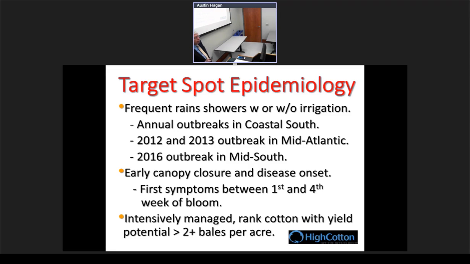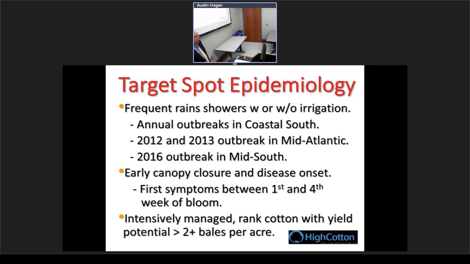For those of us who work in the field, though, as far as weather patterns are concerned, it's frequent rain or showers with or without irrigation. So in situations where we get a lot of rainfall at certain times of the year, we're very likely to see a great deal of target spot development in cotton. And that's an annual weather pattern here in the Southeast, particularly the closer you get to the coast. We have heavy rains in those areas. We have convection thunderstorms virtually every day, and in the coastal southern region, very favorable conditions for target spot. So it's an annual occurrence in that area.